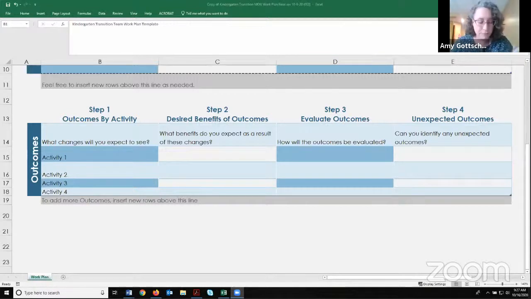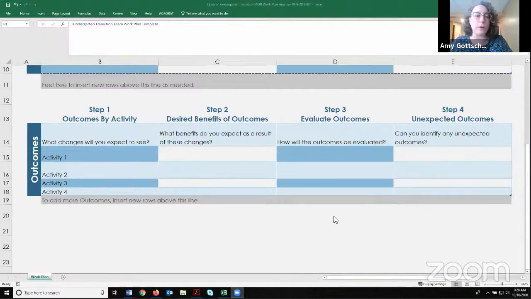The next step is going to be evaluating your outcomes. So what measures are you going to use? Is it going to be surveys, observations, whatever tool or method makes sense for your particular activity? And the last one is a look back. So that's going to be after you've done your activity. Can you identify that there were any unexpected outcomes, something that might inform your planning in the next year or for the next committee that you just didn't see coming and you want them to be aware of if they're going to consider doing a similar activity in the following year.